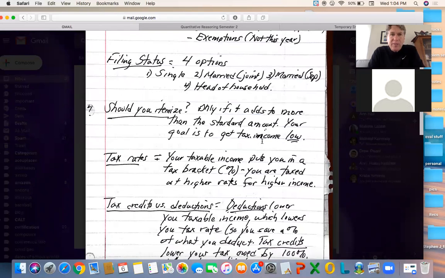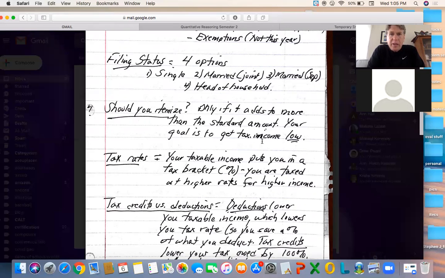Next category is filing status. You have four options. You either file as a single person, where you're filing just your income. Second choice and third choice kind of go together. They're both married, but different ways. The second choice is married filing jointly.